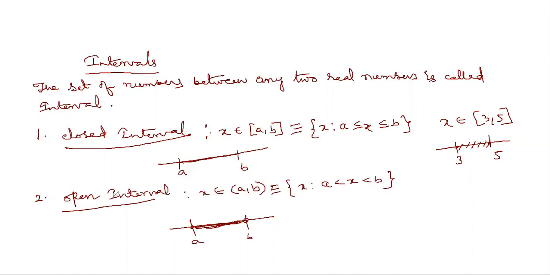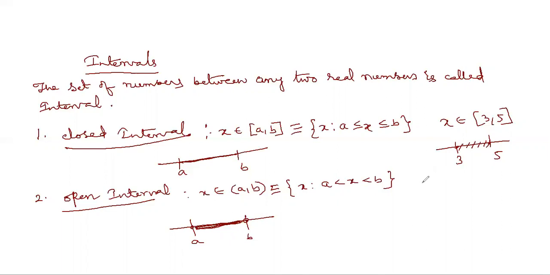Now let us go to the open interval. Open interval means x belongs to open (a, b). This is the symbol for open. What is the meaning of that? x such that a is less than x less than b. What is the meaning of this? That means in between a and b, everything is there except a and b.